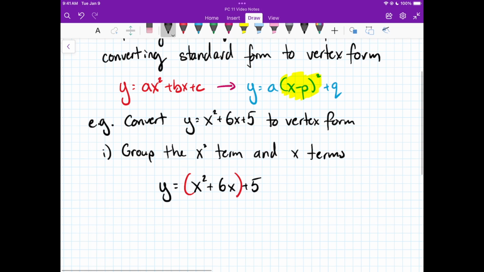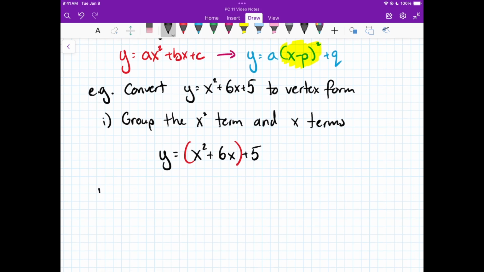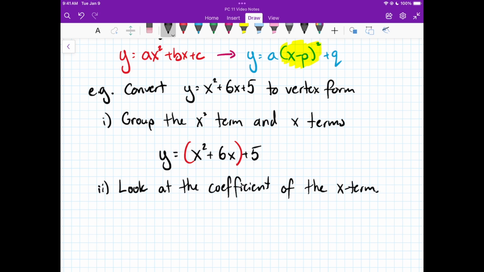Second step, going on from there, is we're going to look at that second term. In this case, that's 6x. And specifically, we're going to look at the coefficient of that term. So really, we're just focusing on the 6 right now. We're going to take that number, and we're going to do a couple of things to it. First, we're going to divide it by 2. And then we're going to square whatever we get from that.